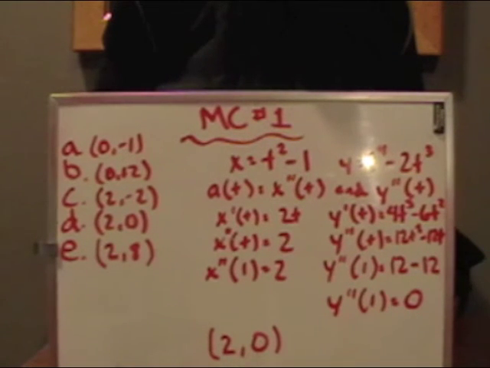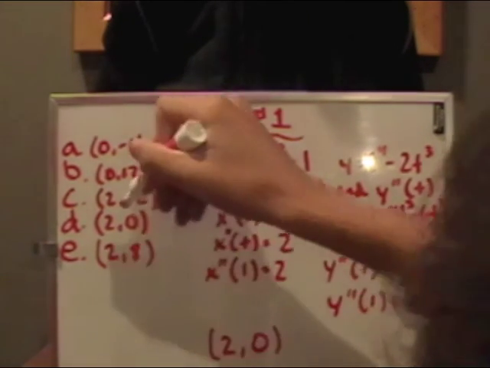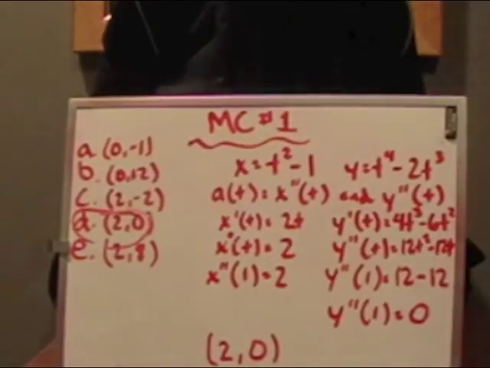And so we have to do the same thing for y, and so y is equal to t to the 4th minus 2t cubed, and so the first derivative of y is 4t cubed minus 6t squared, and the second derivative is 12t squared minus 12t, excuse me. And so we plug in 1 for t in y double prime and find that it is equal to 0. So the acceleration vector is 2, 0, which is equal to D.